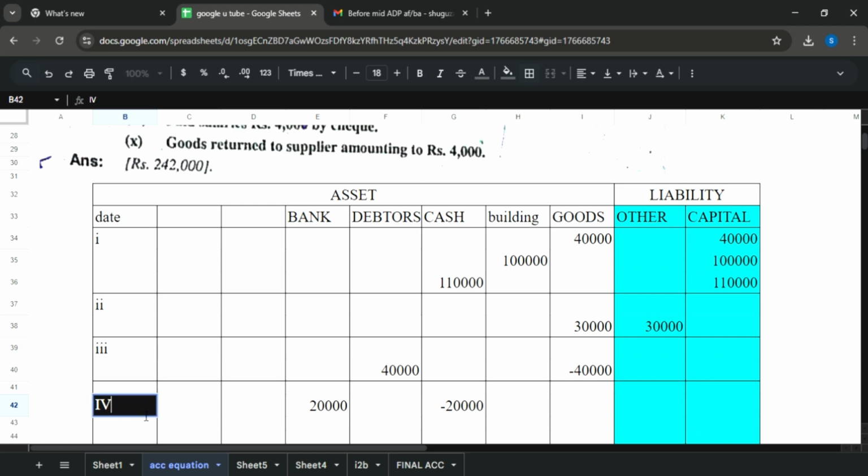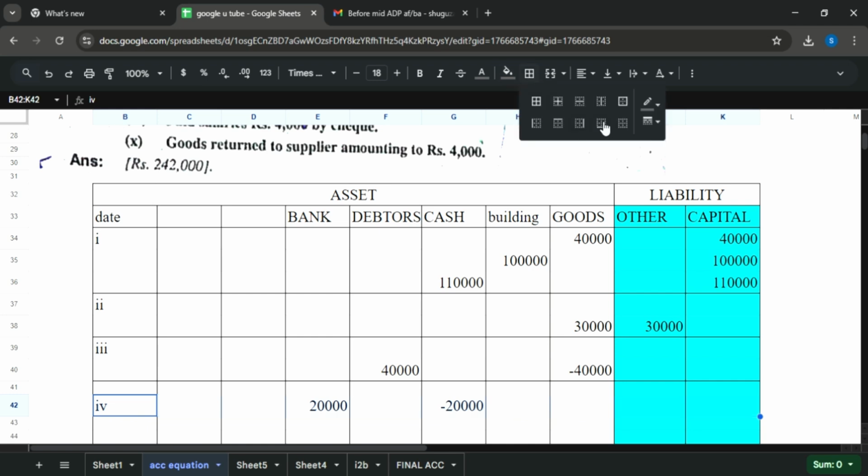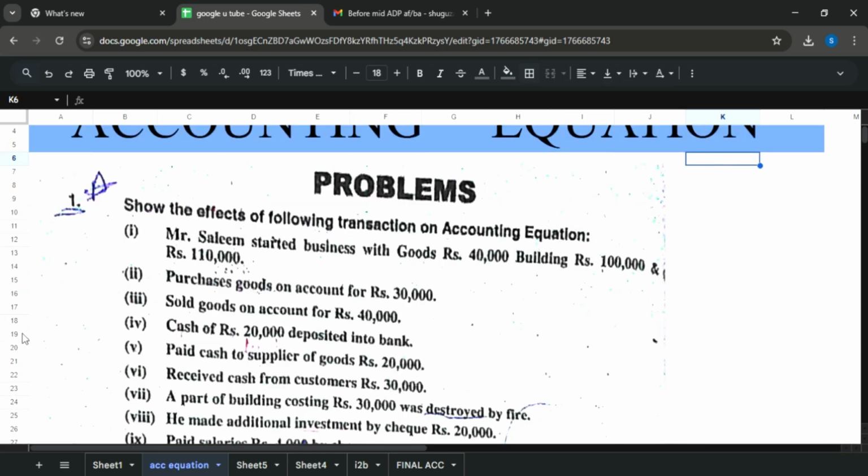Number 4 entry has been completed. After completion of these entries, we will put an ending line after completion. So fourth entry is now completed. Let's see what fifth entry is saying.